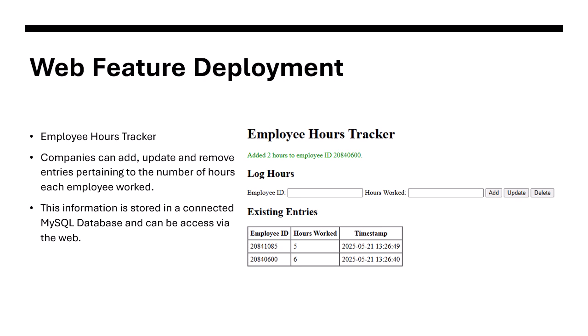The web feature we decided to implement is a tracker for the number of hours employees have worked. Companies will have the ability to add entries that consist of the ID of the employee, the number of hours that employee has worked, and the time at which the entry was made. Entries are also able to be updated, meaning that they may alter the number of hours an employee has worked as a corrective measure. Finally, they may also delete entries that prove to no longer be useful. All entries made will be stored in a connected MySQL database so that when the site is reopened at a later date, all entries are saved.